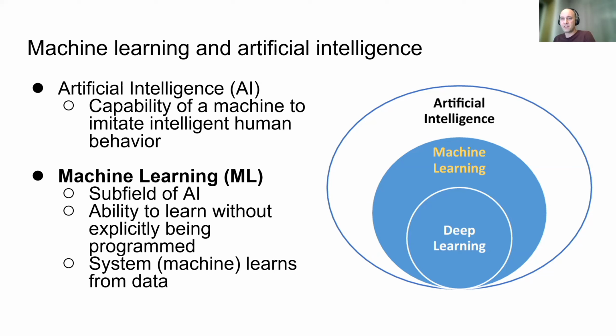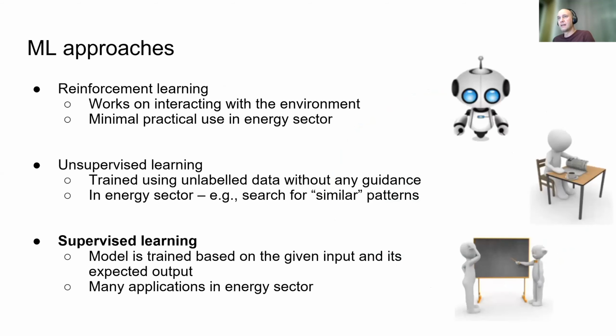And there is also deep learning and neural networks. This is a more advanced topic. We will not be talking about this. We will be talking about this, let's say, basic machine learning. What are the basic approaches in machine learning?